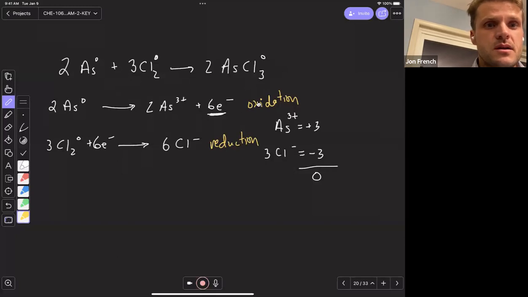Yeah, Cl2 can't have a minus charge. It's neutral, right? It's a molecule of chlorine gas. So absolutely, if reduction is taking place, oxidation needs to be taking place, and vice versa. If something's being oxidized, something needs to be reduced as well.